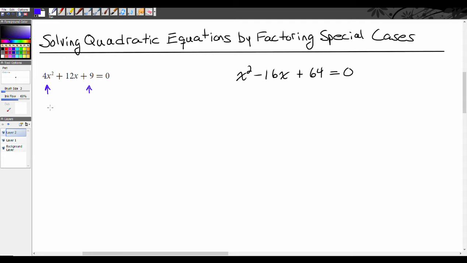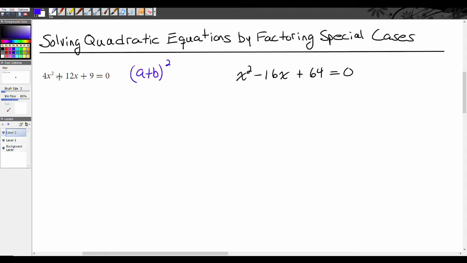So for example here, 4x squared, that's a perfect square. 4 comes from 2 times 2, and x squared comes from x times x. 9 is a perfect square. It comes from 3 times 3. So now, since all three terms are positive, what that tells me is I most probably have an a plus b squared case. So let's go ahead and take a look.